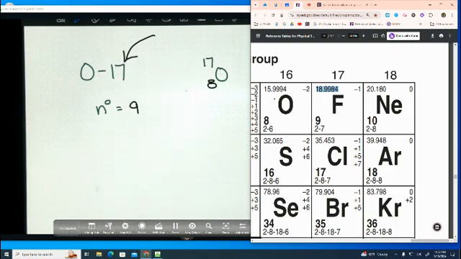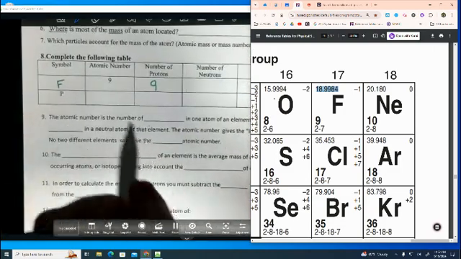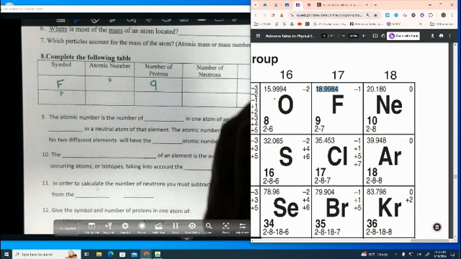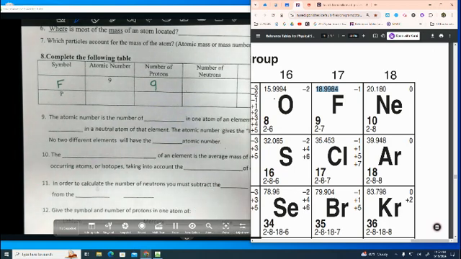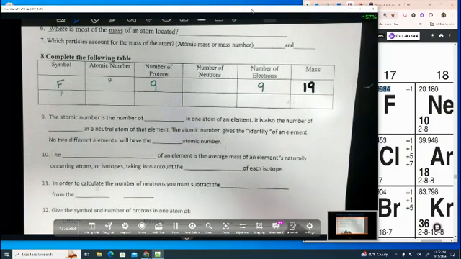If they said, what's the number of neutrons in oxygen, and they don't tell us anything else about it, then I would use the one that's right off the periodic table. Okay? See the difference? All right. Let's go back to this. So this fluorine, let's make the mass the 19. And how many neutrons is it going to have? 10.